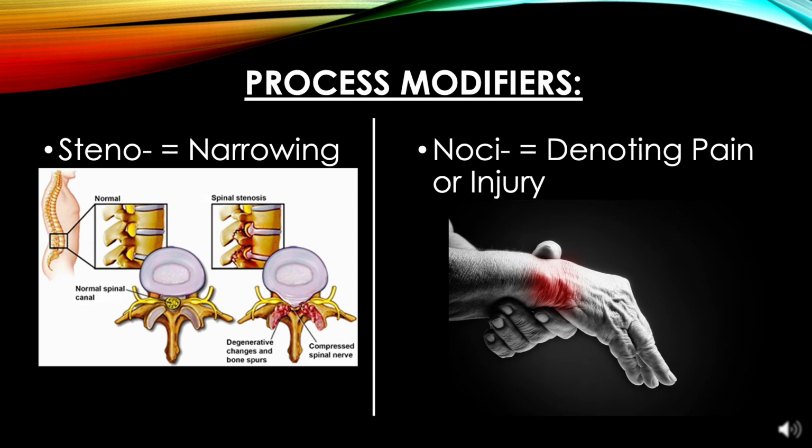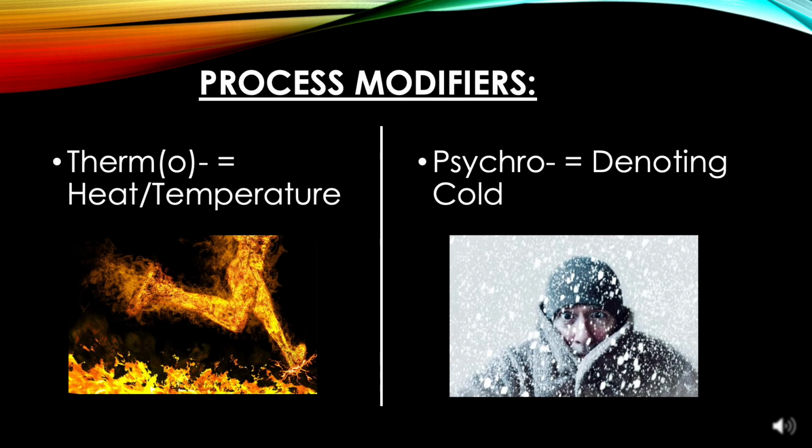Next two examples of process modifiers are steno and nosi. Steno means narrowing, like in spinal stenosis. Spinal narrowing occurs due to degenerative changes and bone spurs, which causes compressed spinal nerve, as shown in the diagram. Next example is nosi, which means denoting pain or injury. Next two examples of process modifiers are thermo and psychro. Thermo means heat or temperature, and psychro means denoting cold.